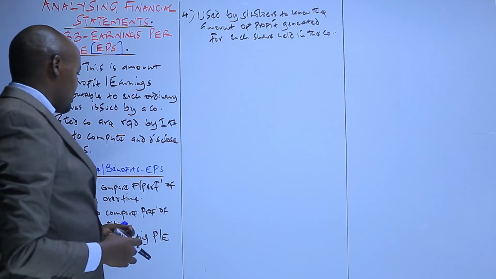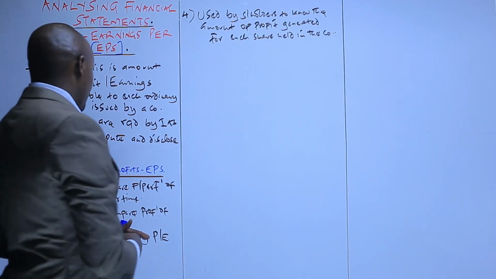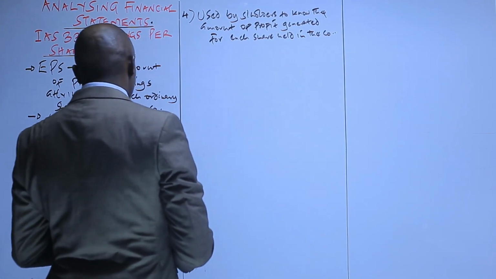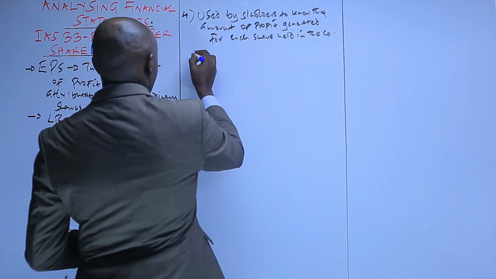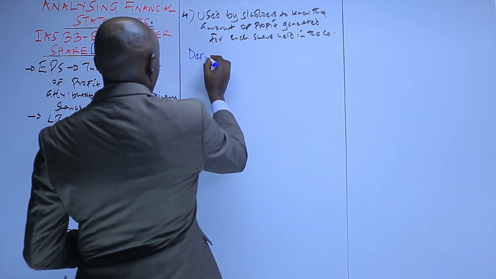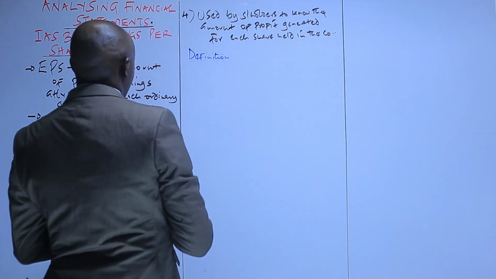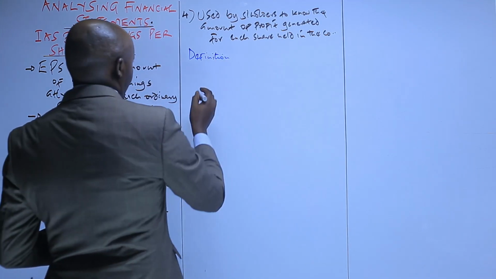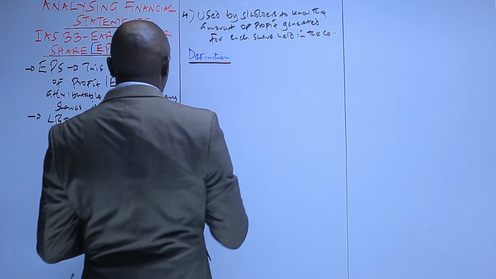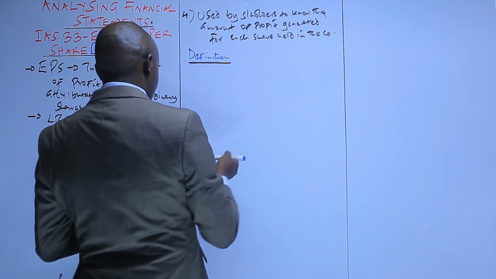So therefore, those are basically some of the significance, some of the benefits of the earnings per share, which we are saying must be computed and disclosed by all the listed companies. So before we look at how we compute the earnings per share and also the different types of earnings per share, first of all, I want us to look at definitions of various terms.